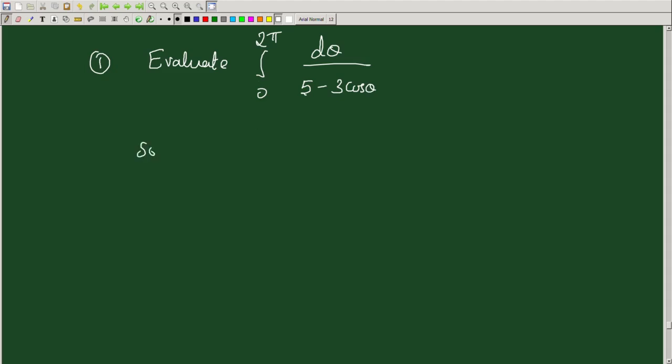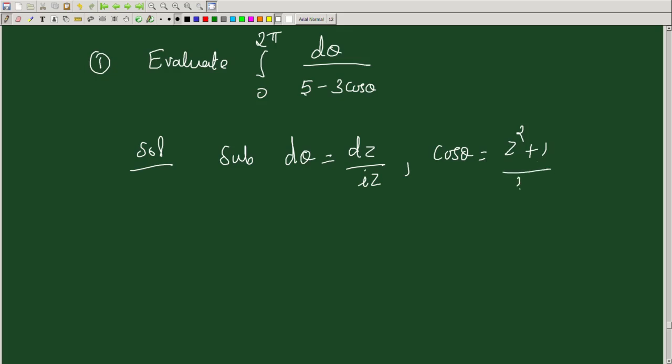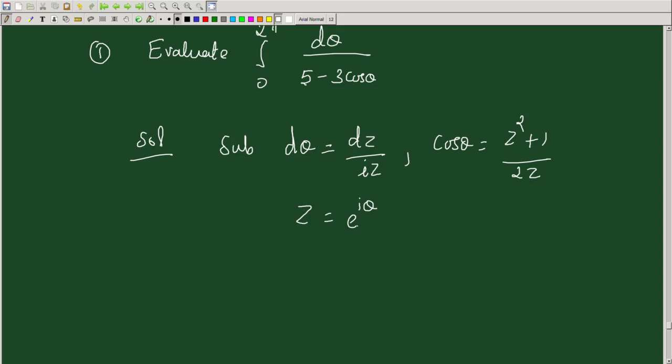So solution, first step, substitution. What we are going to change: d theta and cos theta in terms of the complex number z. So d theta is equal to dz by iz, and cos theta is equal to (z square plus 1) by 2z, and you know z is e power i theta. So everything you are going to substitute in this question.